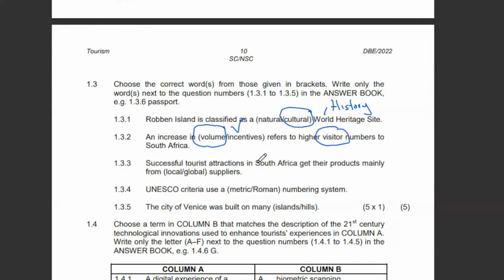1.3.3. Successful tourist attractions in South Africa get their products mainly from. This is a question which falls under the topic of sustainable and responsible tourism. One of the requirements of a tourism business to practice sustainable business practices is to source products locally instead of buying globally. They are encouraged to source products locally. So our correct word there would be local suppliers.